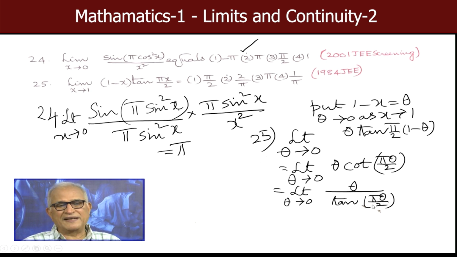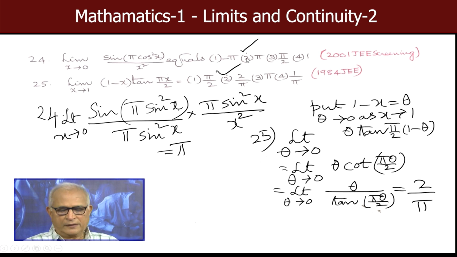Well, you know, limit tan a theta by theta as theta tends to 0 is a. Limit sin x by x as x tends to 0 is a. Limit tan x by x as x tends to 0 equal to a. So limit tan pi theta by 2 by theta is pi by 2. So the reciprocal of that. Therefore, this limit is 2 by pi, which is the second option. Next.